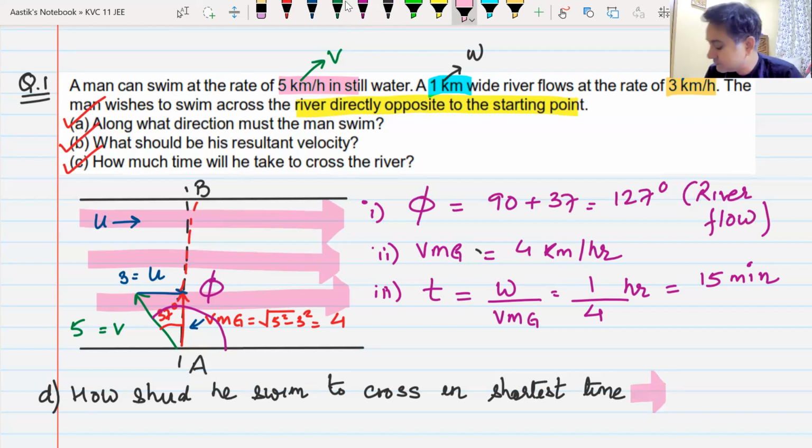A to B, sir. How should he swim? Sir, perpendicular. Right now, he is swimming from A to B. That is not the correct answer. Yes, he should swim perpendicular. His velocity with respect to water must be perpendicular to the velocity of water. Do we understand this? Then the last question, find shortest time.